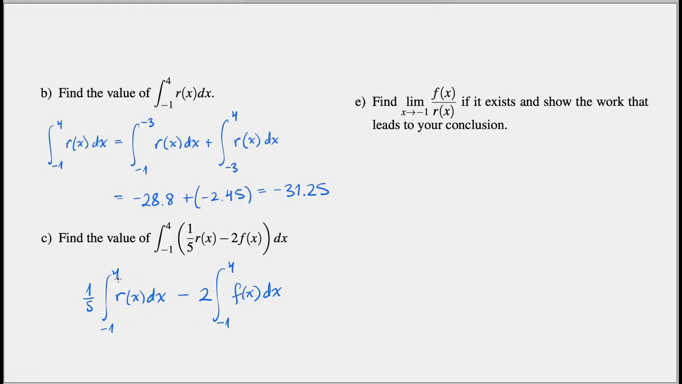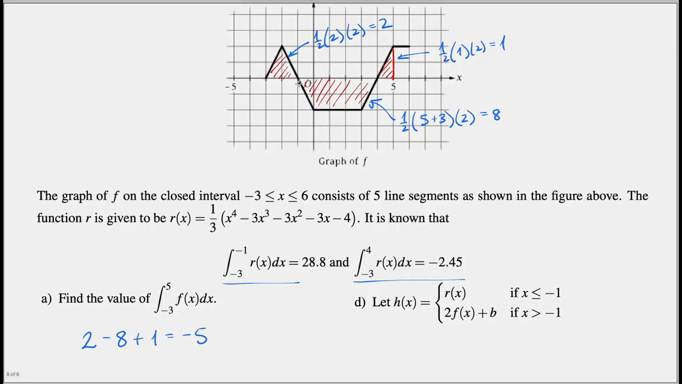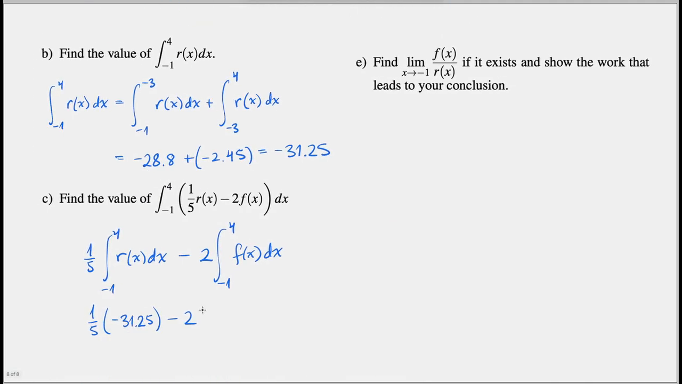Now, this integral we just did. It's 1/5 times -31.25 minus 2 times this integral, -1 to 4 of f of x. Well, we don't have that yet, but we can get it. Okay, from -1 to 4, that's just this area down here. So I guess we do have it. Whoops. So this area down here, that integral is -8 because it's, of course, below the axis. And so times -8. Okay, I'm going to go ahead and just leave it in this form.